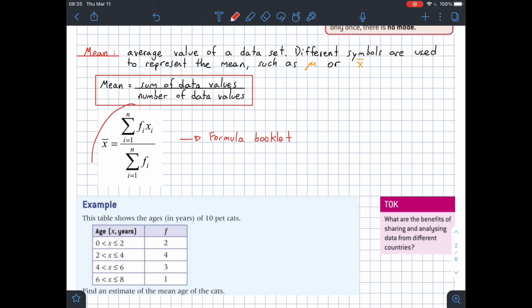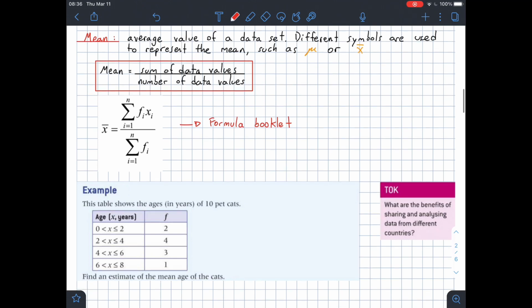If you take a look at the formula booklet, you would see it this way, which basically represents that the mean is equal to the sum of the product of frequency times each of the elements in our variable, divided by the total frequency, which represents the total number of data values. So the top part means the sum of data values, and the bottom part represents the number of data values. This is how you will see it in the formula booklet, just to consider.